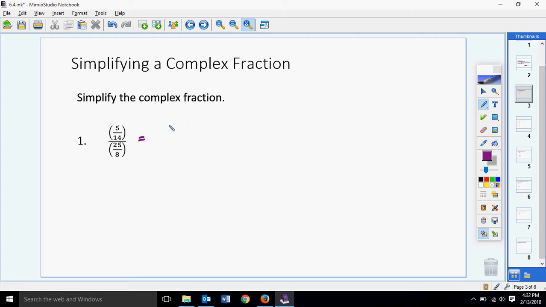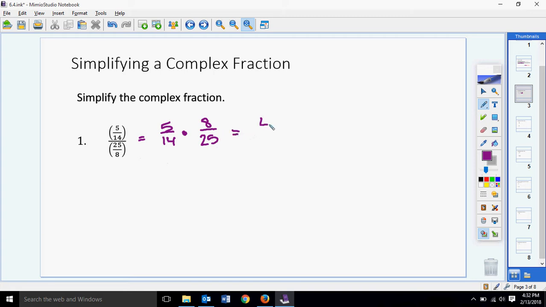So I can rewrite this as 5 over 14 times, so instead of division it becomes times, and we're going to flip our second fraction. The one in the denominator gets flipped. The one in the numerator stays the same. So instead of 25 over 8, now it's 8 over 25.